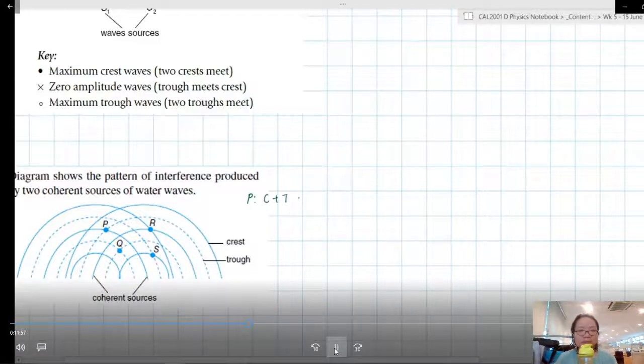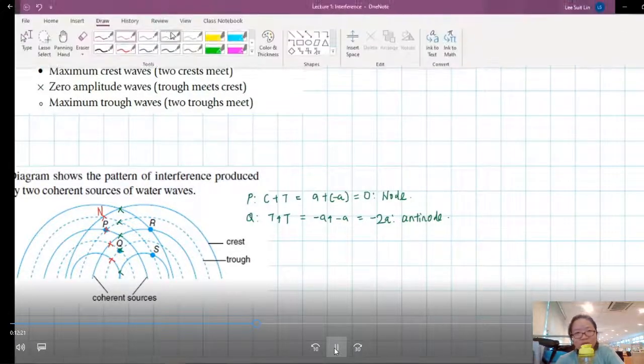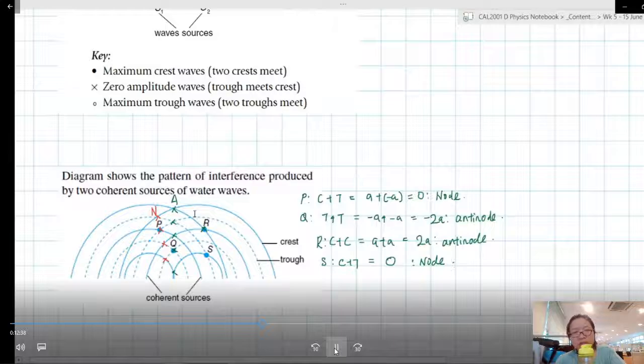So if you look at P, you will have crest meet trough, dotted line meet full line. So you have A meet negative A, which means you will get 0, which is a node. And then at point Q, you will get trough meet trough, negative 2A, antinode. All these green points are antinodes. Then all these red points are nodes. So if full line meets full line, dotted line meets dotted line, antinode. Full line meets dotted line, node. So at point R is full line meet full line, antinode, you get the maxima. And at point S, it will be dotted line meet full line, 0, you get node.